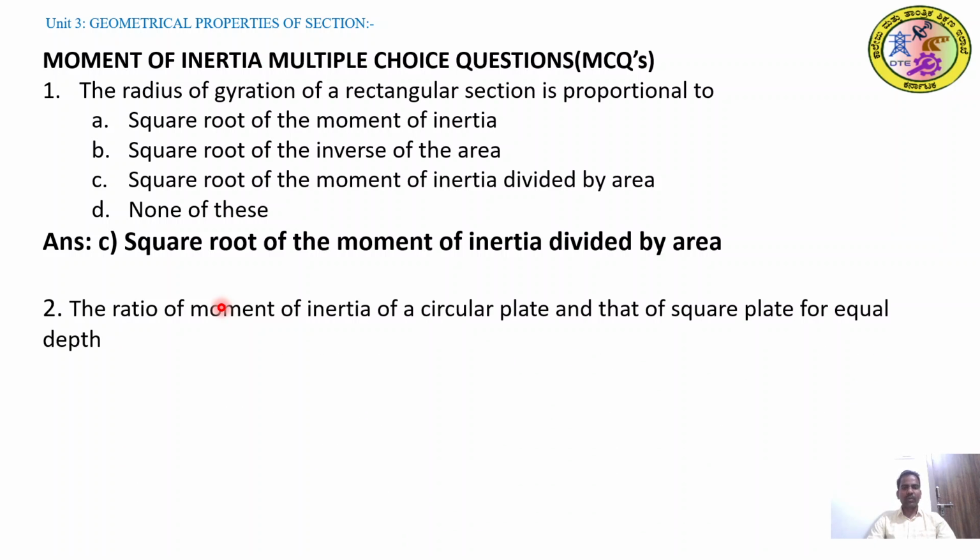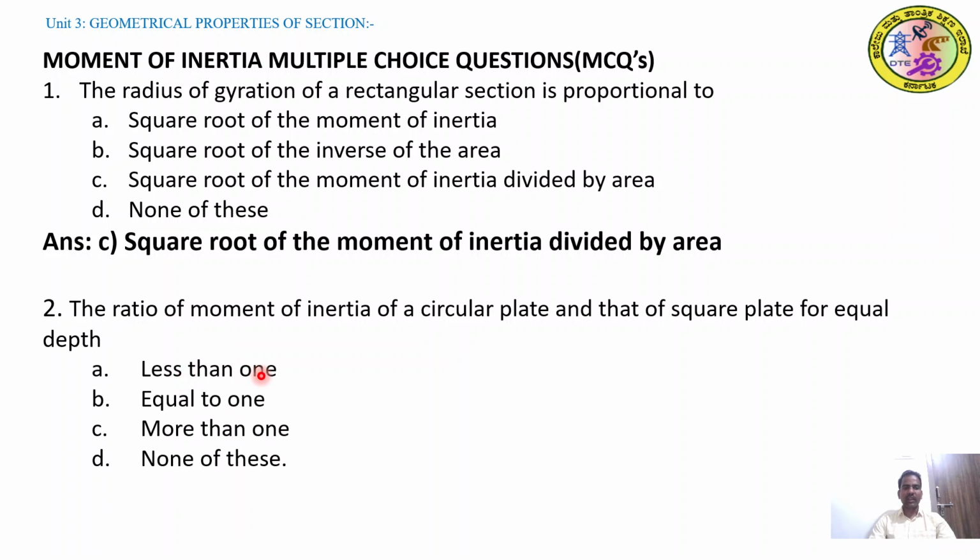The ratio of the moment of inertia of a circular plate, that is pi d power 4 by 64, and that of a square plate for equal depth. For a square plate, it is BD cubed by 12, that is B power 4, that is D power 4 by 12. If we divide, we will get a value which is less than 1. So I have done that one.